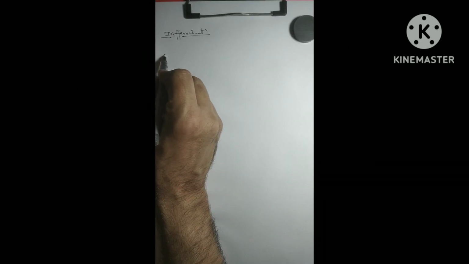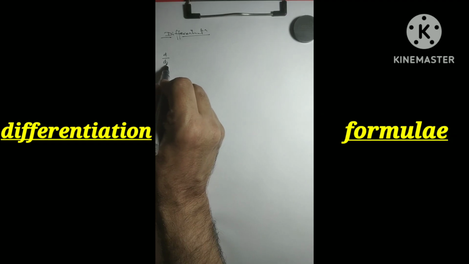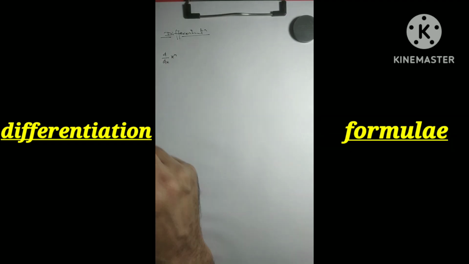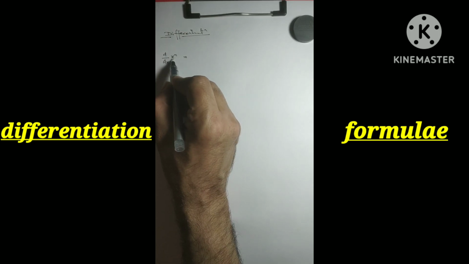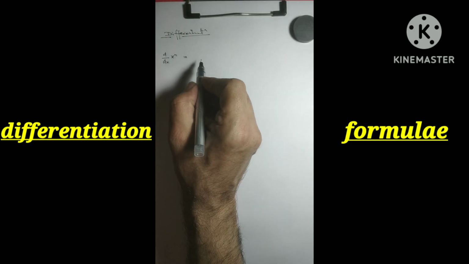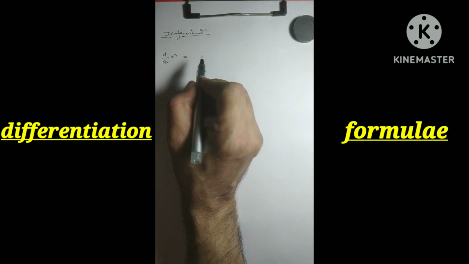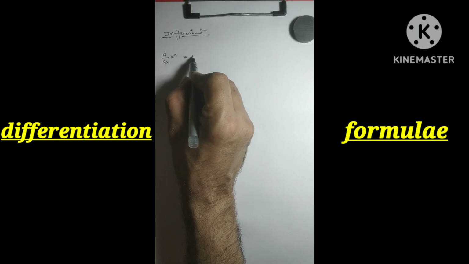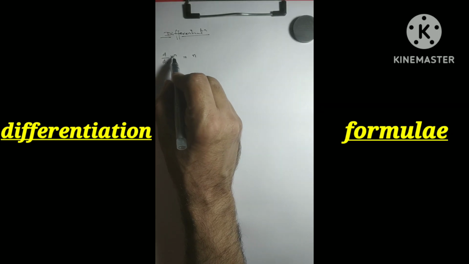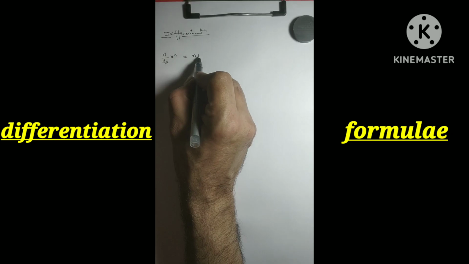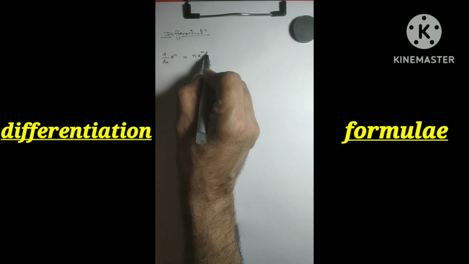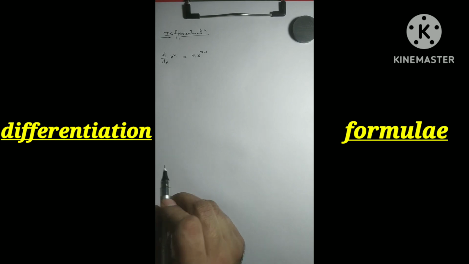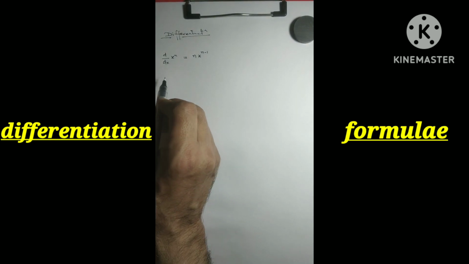So first formula is d over dx x to the power n. You can say power formula. So if you have power on x, just like n, any number, so result will be n, means जो भी इसकी power है, and multiplied with x to the power n minus 1. Right, so this is the first formula.